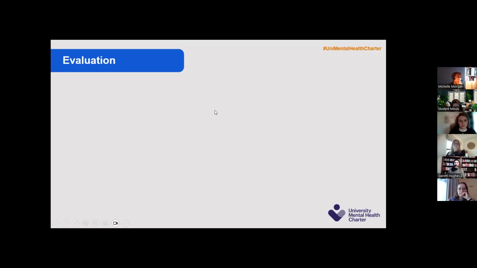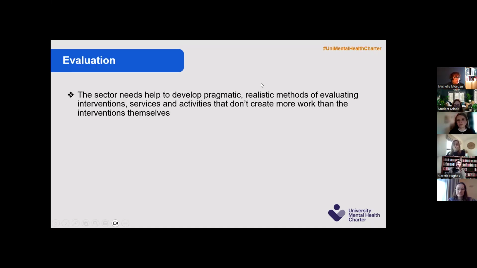And then the final of those three things, which is evaluation. This is a challenge for the whole sector. This again won't come as a surprise overall. We need to help the sector develop more pragmatic, realistic methods of evaluating interventions, those services, those activities, because we can't be running randomized control trials and everything. That's going to create more work than delivering the intervention takes.